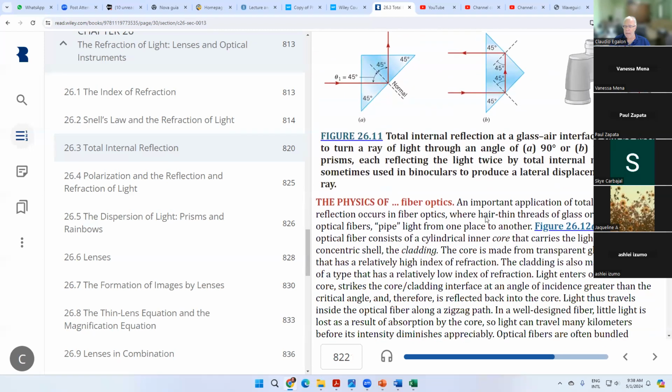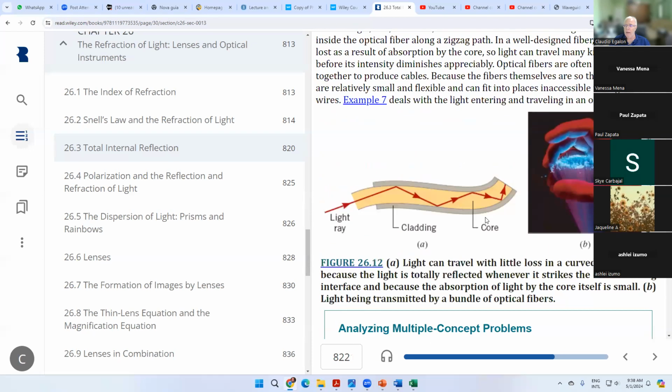Okay, that's another application of total internal reflection. Here you go, optical fibers. You already saw a demonstration of my optical fiber, right here. If you go back to my website, I didn't take a picture of that. I should have done it and posted it on my website. Unfortunately, I didn't.